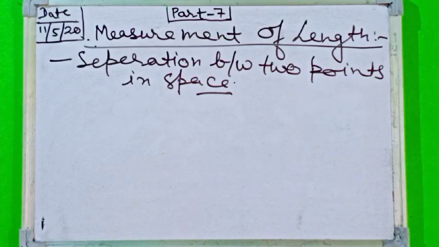Here also, as in the case of measurement of mass, where we discussed two methods, the first being the direct method and the second the indirect method, in a similar way the separation between 2 points in a space can be measured by two different techniques.